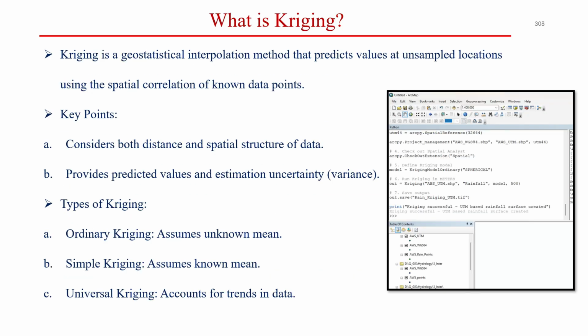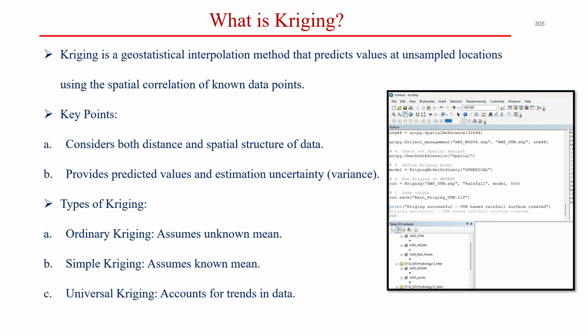So kriging is a geostatistical interpolation method that predicts values at unsampled locations by exploiting the spatial correlation structure of the known data points. There are two main advantages of kriging. It uses not just the distance but also the spatial structure of the data in question. And apart from just predicting the values, it tells us how much estimation uncertainty there is. It looks into the variance of the data and gives us an estimation of uncertainty.